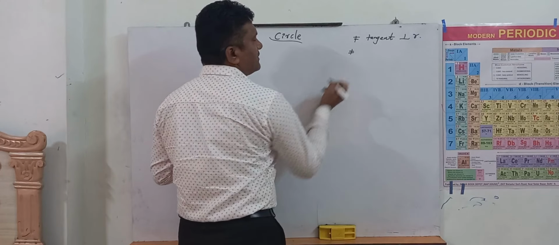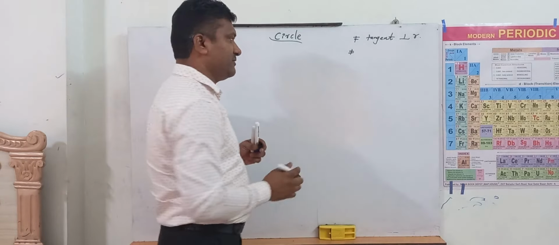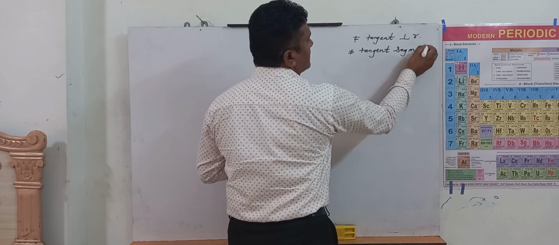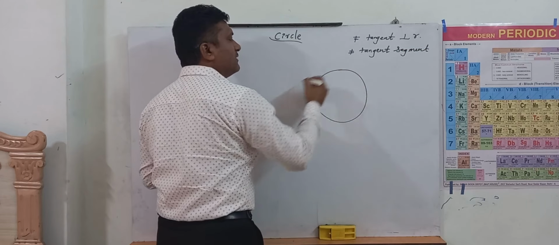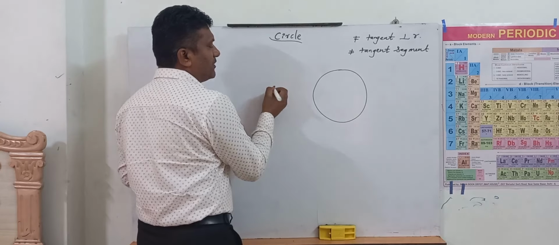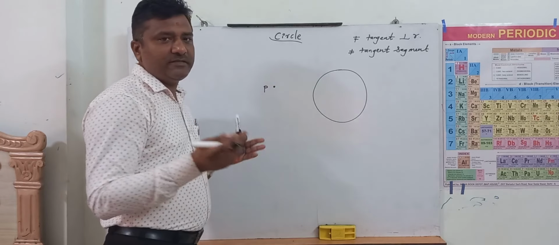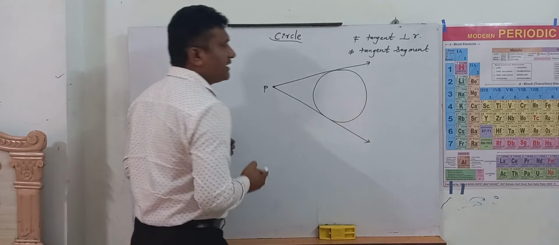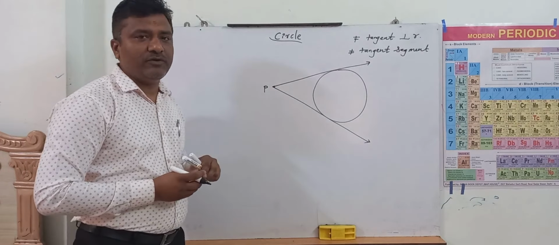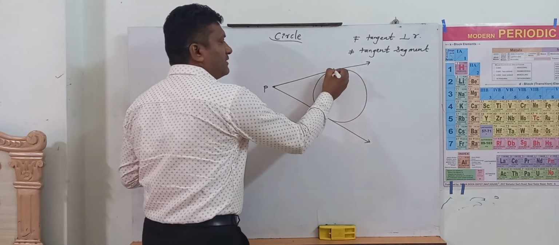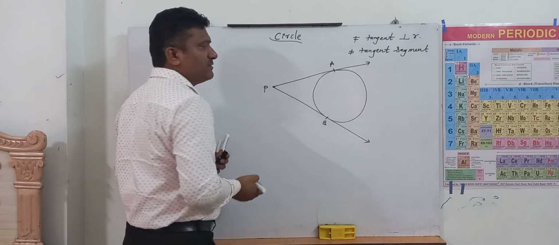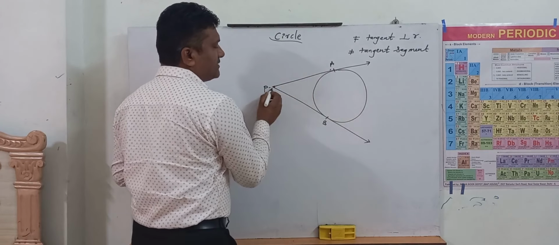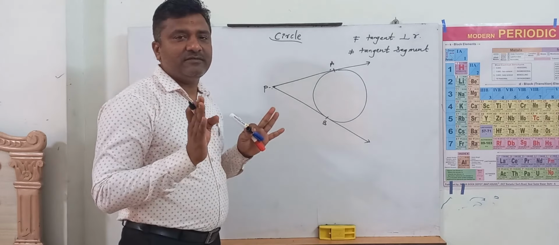Now next is about the tangent segment. If I draw a circle here, look, this is one circle, and if I decide to draw a tangent from one particular point P here, how many tangents can I draw? Probably this is the first tangent and this is the second tangent, maximum I can draw from the external point of the circle. And look here, A and B are the common points, or points of contact. Then segment PA and segment PB are called tangent segments.